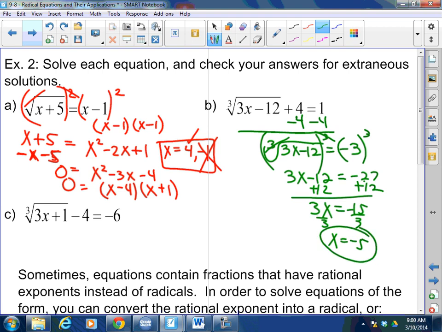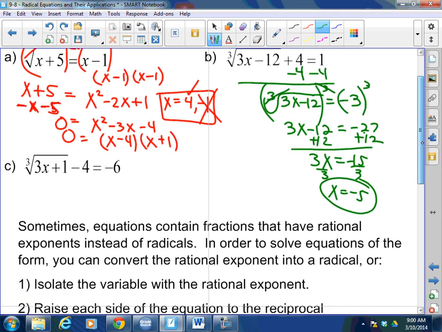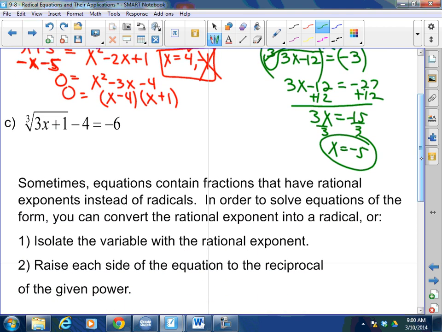And for those, you don't have to check them, because it doesn't matter if it's going to be negative or not inside. I mean, you can. You got negative 15 minus 12, that's negative 27. Cube root of negative 27 is negative 3. Negative 3 plus 4 is 1. It works. You're not going to have extraneous solutions there. Okay.